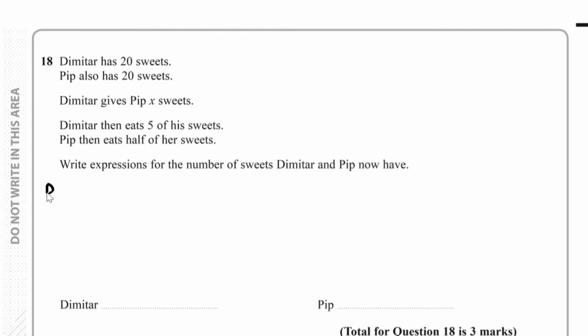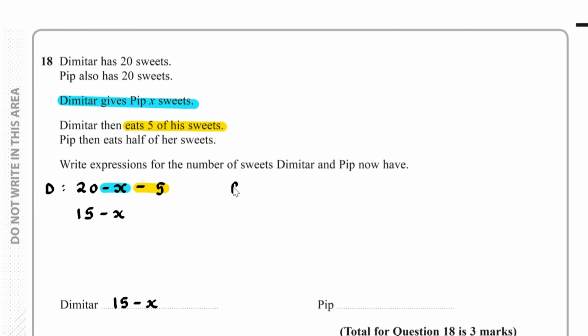Well, Dimitar starts off with 20 and he gives Pip X, so he has 20 minus X remaining. This is because he gave Pip X sweets, and then he eats another 5. So if I subtract 5, like so, this is how many sweets he'd have left. So we have here 15 minus X.